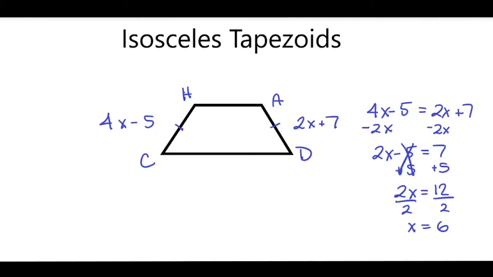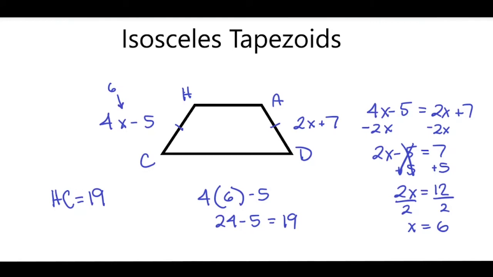So I can take that value of 6 and plug it in for x there. To find the length of HC, I will plug in 6. So I have 24 minus 5, and that is 19. So that means that the measure of HC is equal to 19. What's the measure of AD then? Well, that's also 19.